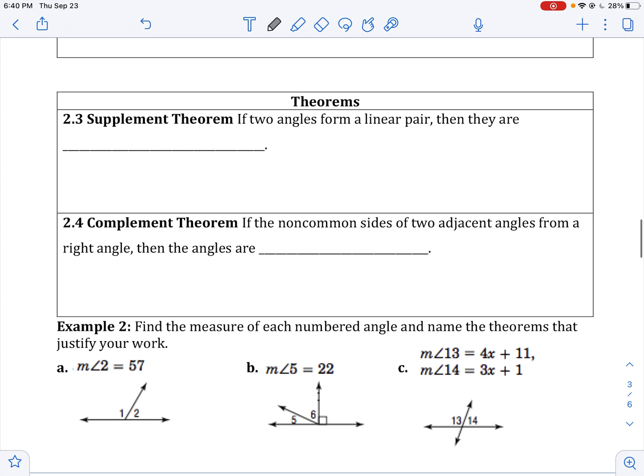I'm going to skip down here. The supplement theorem says that if 2 angles form a linear pair, then they are supplementary. The complement theorem says that if the non-common sides of 2 adjacent angles form a right angle, then these angles are complementary.